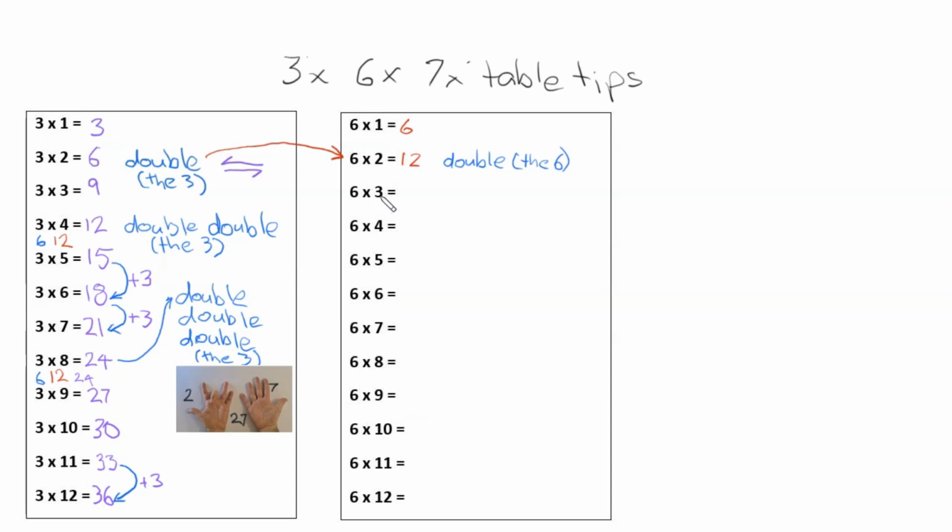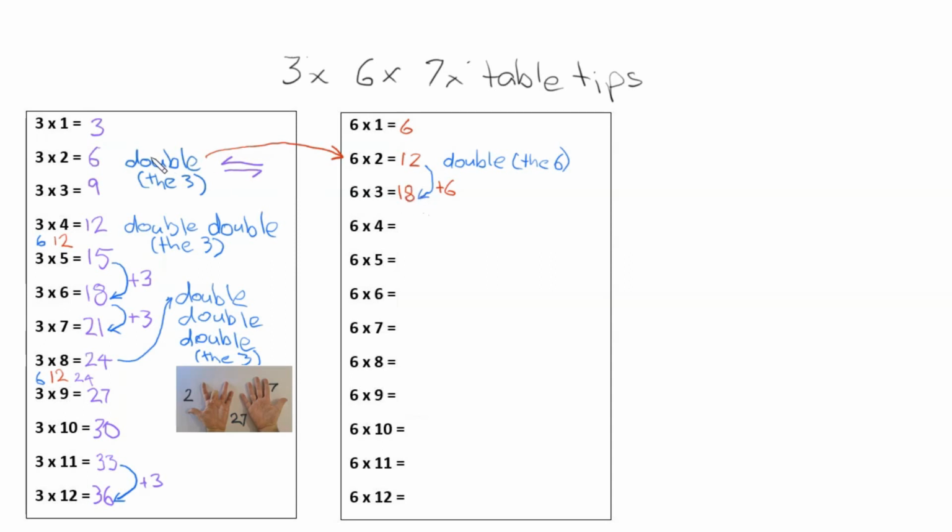Six times 3. Again, you can just do as we did over here, where you can add another group to the last answer. So in this case, we had 2 groups of 6, which is 12. And to get to the next group of 6, which is your third group of 6, you just add 6 to the 12. And you get 18.